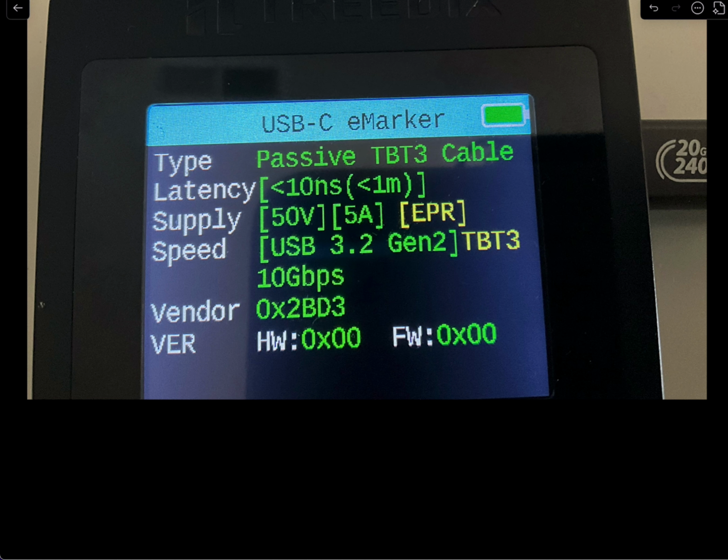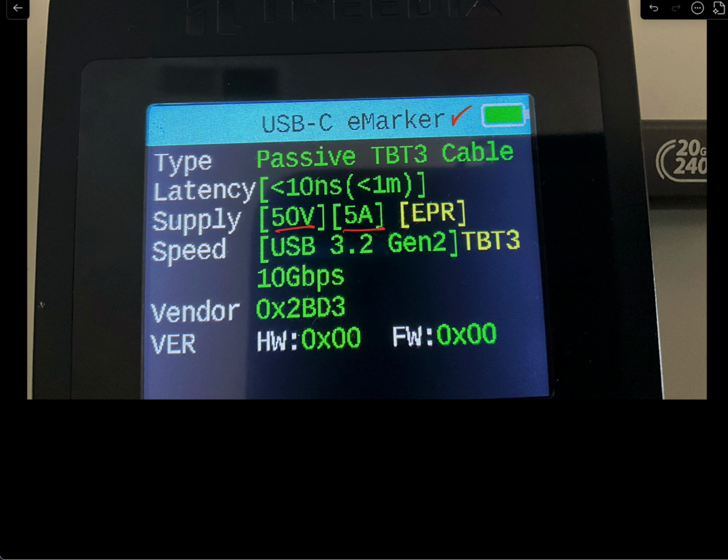So here we see that there is the presence of the E-marker chip. Otherwise, you get a screen that says no E-marker chip has been found. And notice that here it tells you that it can deliver 50 volts at 5 amps, right? So that's the maximum capability it has. Actually, that's a little over 240 watts. And here you can read, this is the max that this cable will support.